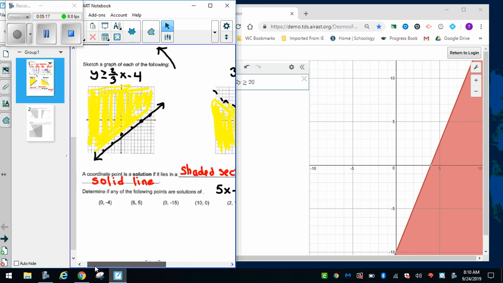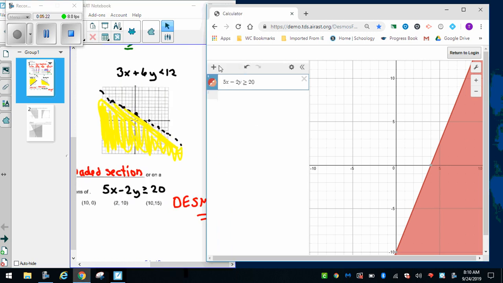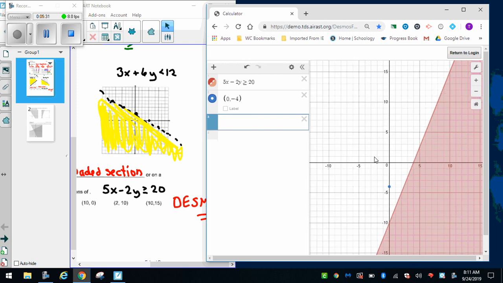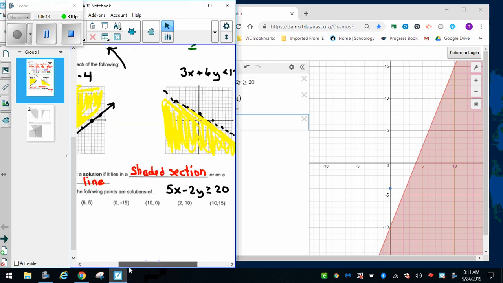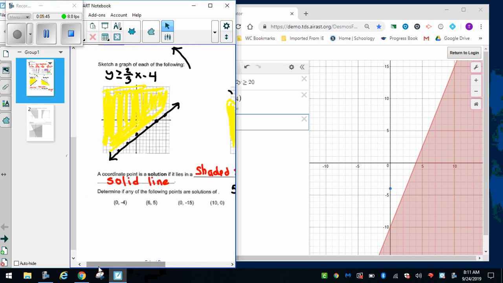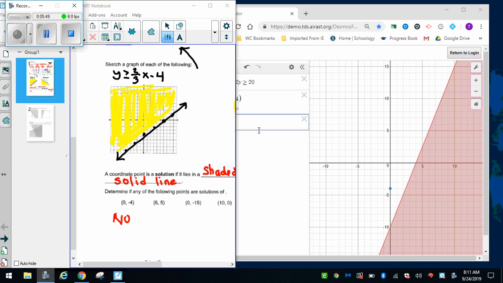I'm going to scroll over and see that our first point is 0, -4. I'm going to add a box and pop in that coordinate, 0, -4. Then I can zoom out or in, and I see that this coordinate point does not fall within the shaded area, nor does it fall on the line. So 0, -4 is not a solution. Let's try the next point.